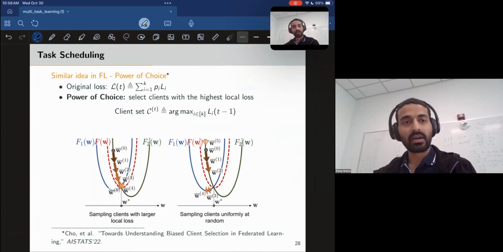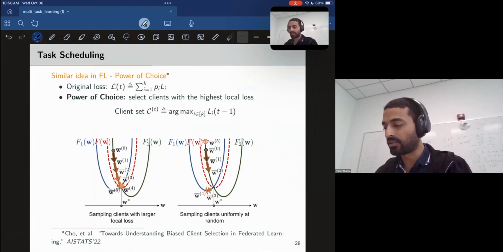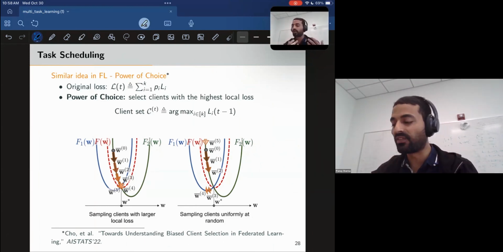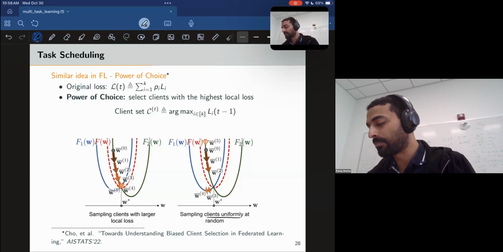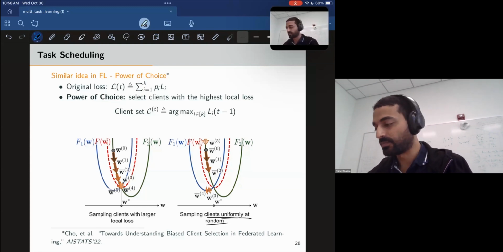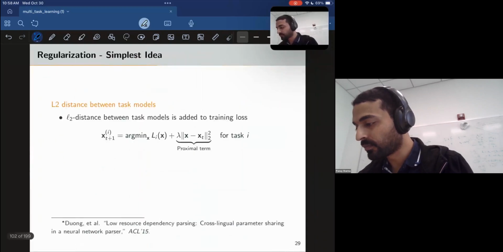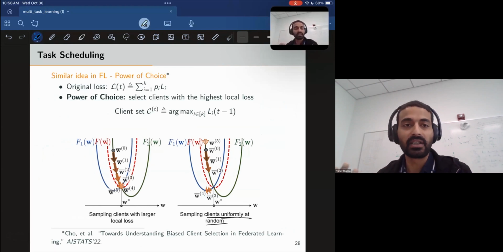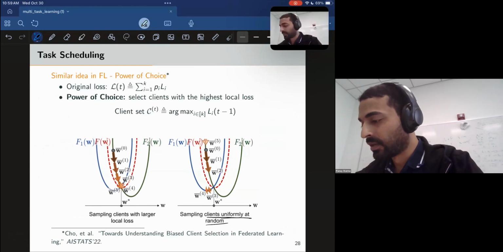And I think you must have seen this figure also. It shows how it's more fair and more efficient compared to when clients are sampled randomly, right? So it makes faster progress. Okay, so these were two ideas in which we discussed how we combine the different losses: task scheduling and loss weighing.